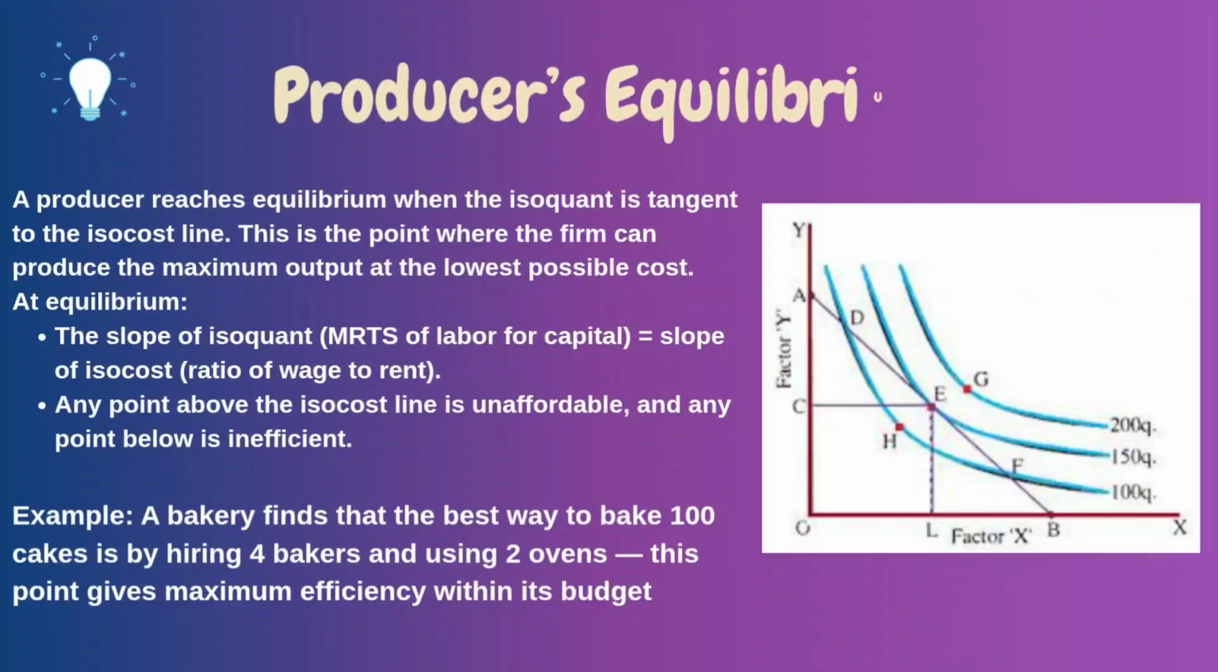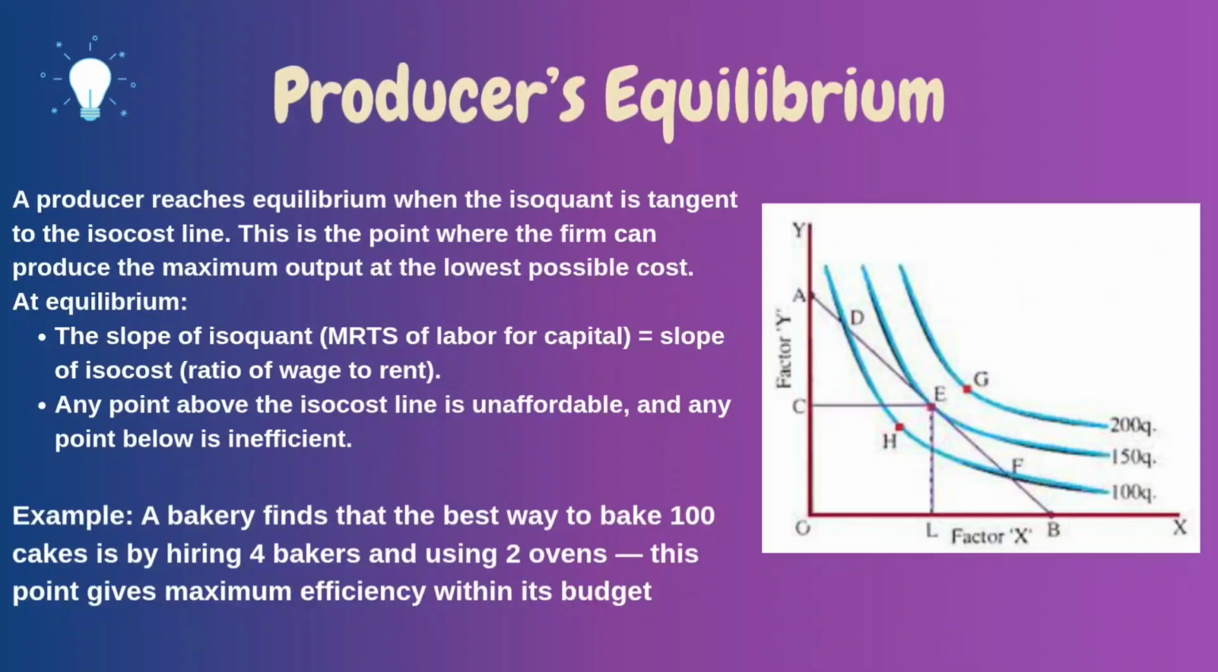Now, let's see what is producer equilibrium. So, how does a producer make the best choice? A producer reaches equilibrium when the isoquant is tangent to the isocost line. This is the point where the firm produces maximum output at the lowest possible cost.